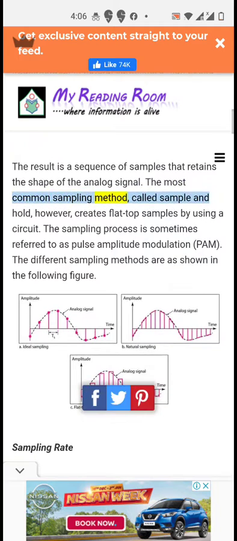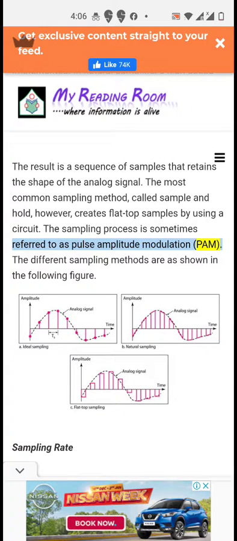The most common sampling method, called sample and hold, however, creates flat-top samples by using a circuit. The sampling process is sometimes referred to as pulse amplitude modulation (PAM). The different sampling methods are as shown in the following figure.